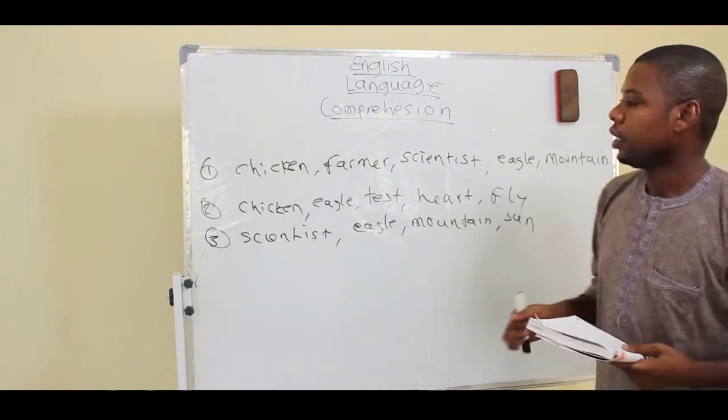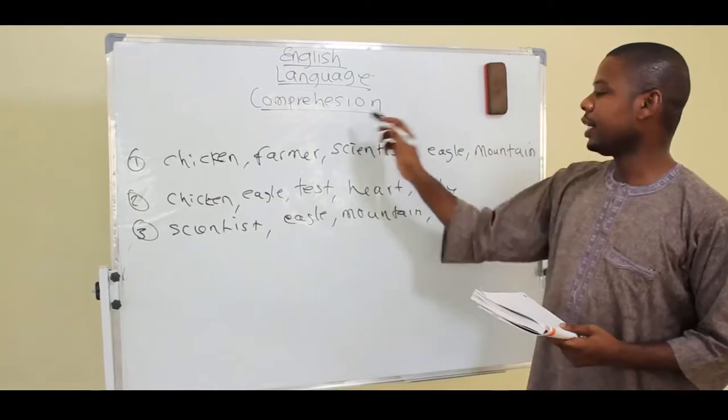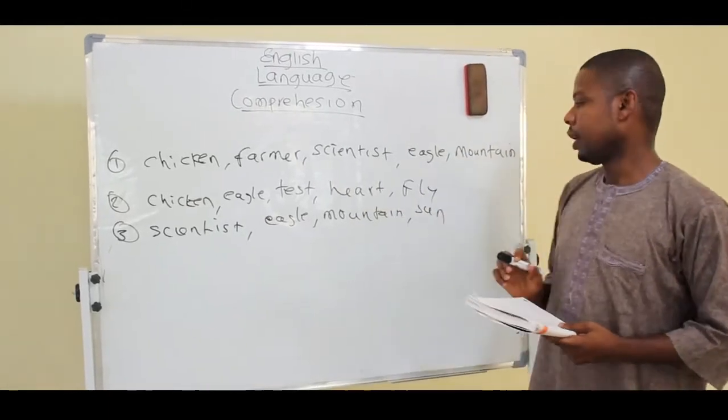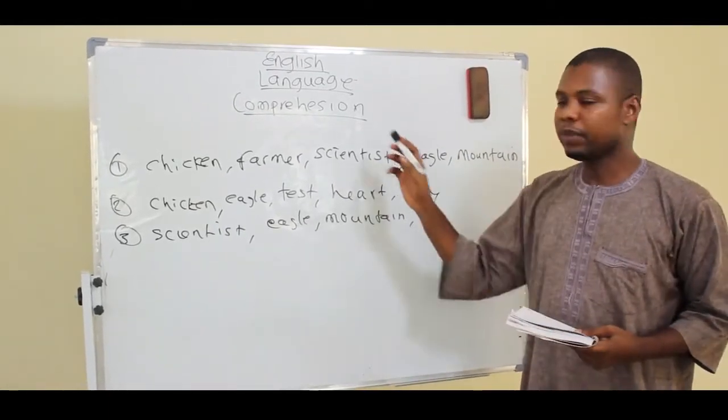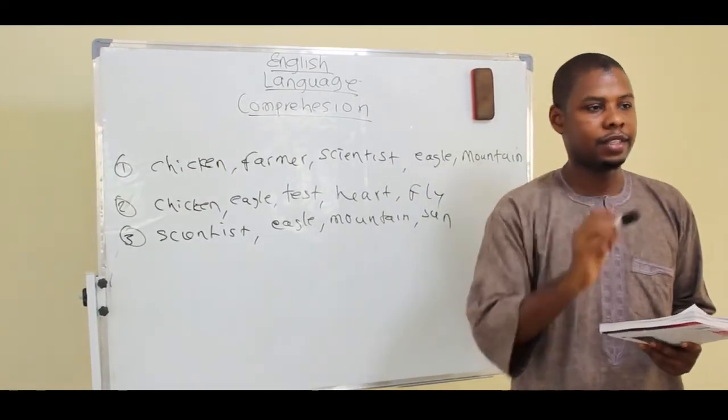Number 1, the story is about a chicken and a farmer, then the scientist came, and then the eagle, and then the mountain. But there's something missing. Something is missing. Right? Yes?